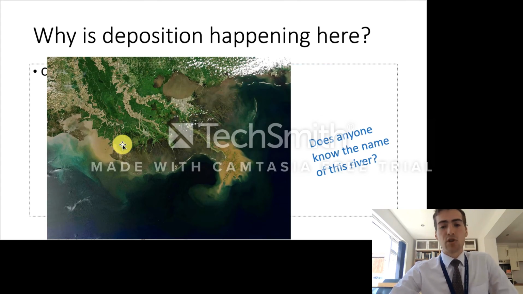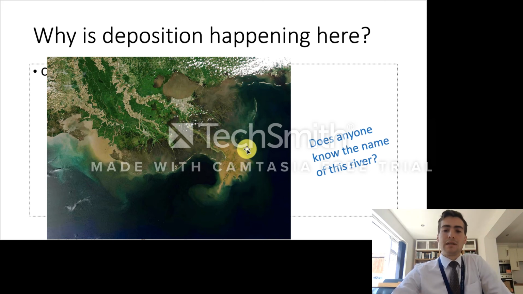This is an aerial photograph. Why is deposition happening here? As you can see, it's quite difficult to see, but the river is kind of going through there and there as well, and then it enters the sea here. And you can see on this aerial photo, all of that sediment and sand that's being carried all the way along the river is now being deposited just in this area here in the sea. So, does anyone know the name of this river? So some of you might know. This is the Mississippi River in the United States of America.